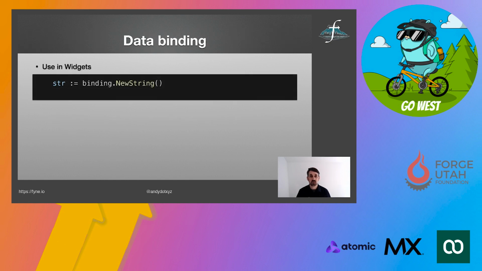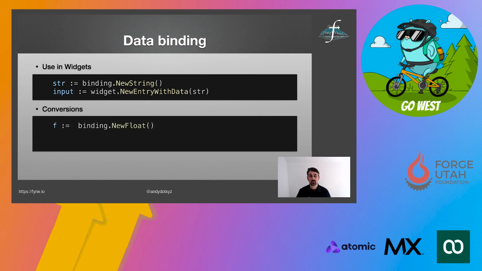So our widget is going to need some data to pass in. So here we set up the new string, which is an empty string that can be bound. And we then create a new entry using that data simply by passing the string to the with data version of the constructor.